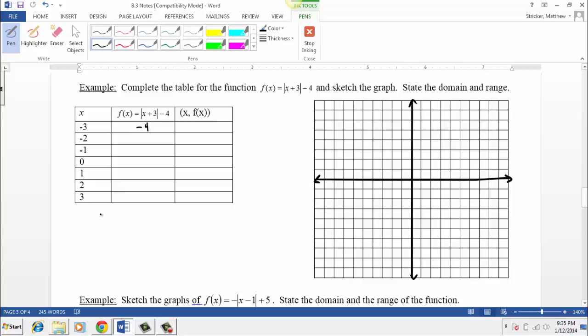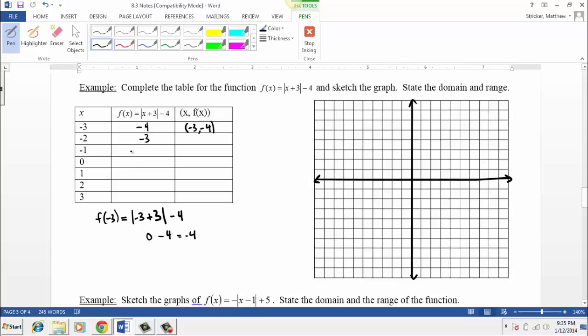Again, all I did there was I was finding f of negative 3, which is the absolute value of negative 3 plus 3 minus 4, and that's 0. 0 minus 4 is negative 4. I'm not going to show the math for all this. Basically, I'm just plugging negative 2 in for all these. So when I plug negative 2 in here, I get negative 2 plus 3 is 1. 1 minus 4 is negative 3.